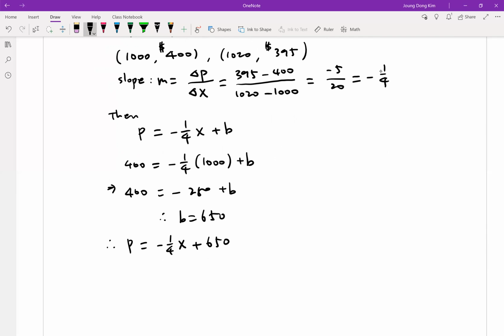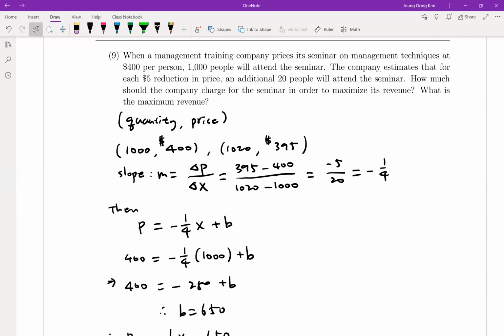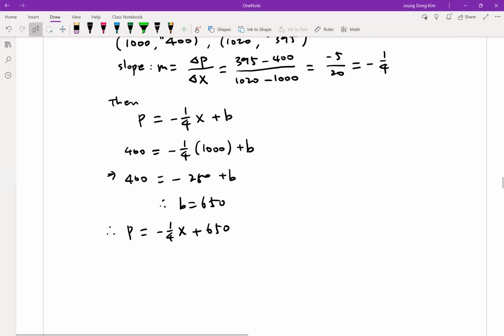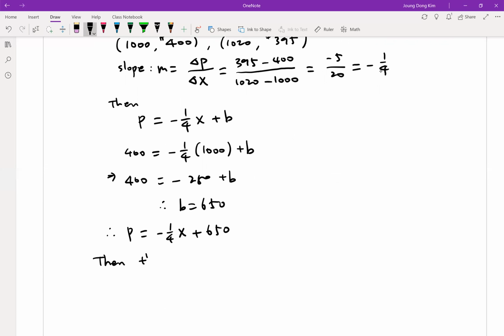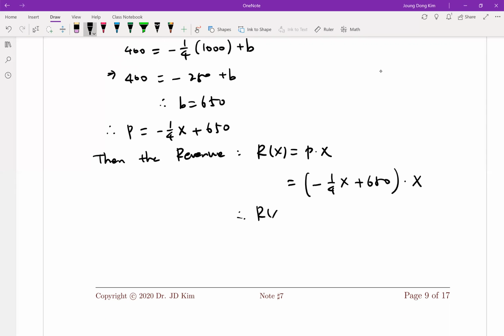Okay, now that we found P, let me come back to the problem. The problem is concerned with the revenue, right? So what is revenue? Revenue is equal to the price times the quantity, right? Then the revenue R of X equals P times X, which is negative 1/4 X plus 650, times X. Then we can set up your revenue equation as negative 1/4 X squared plus 650 X.